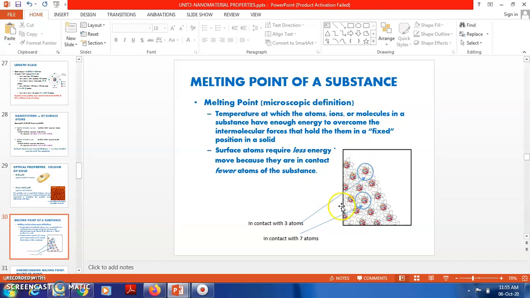Here they were given in contact with the atoms. This one is in contact with 1, 2, 3, 4, 5, 6, 7 atoms. This one is in contact with 7 atoms, but this one is in contact with only 3 atoms. A surface atom requires less energy to move because it is in contact with fewer atoms of the substance.